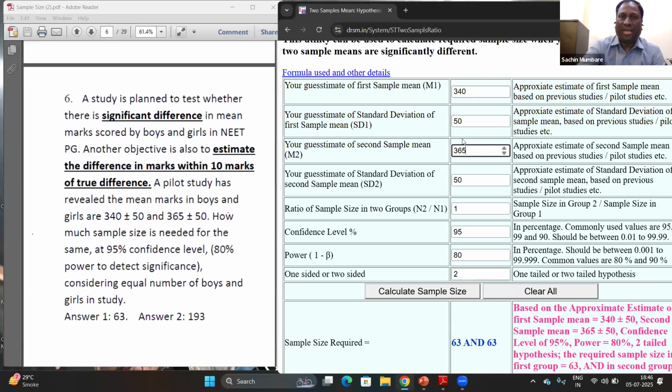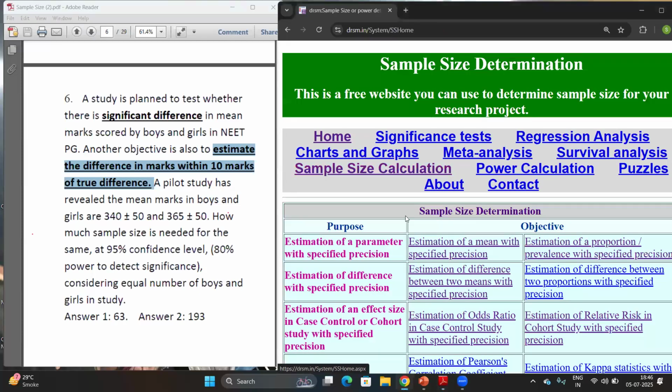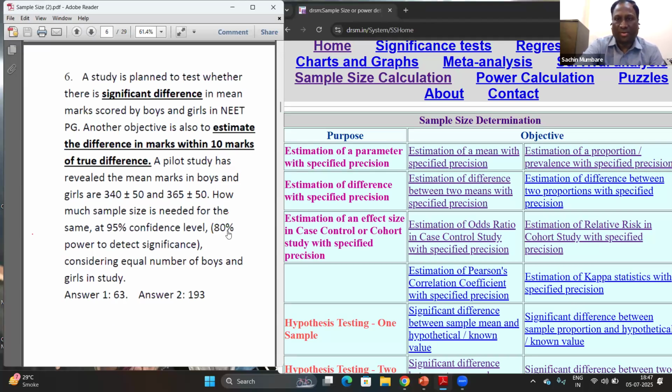And for this, now here there are dual objectives. One objective is to test whether the difference is significant between two means, and another objective is to estimate that difference correctly. So these are two different objectives. Understood? So in this scenario, we will use this. We have seen the first objective, significant difference, in which the sample size was 63. And now we will calculate the sample size required for the second objective, to estimate the correct difference in marks within 10 marks of true difference.